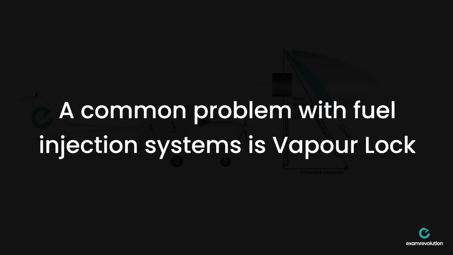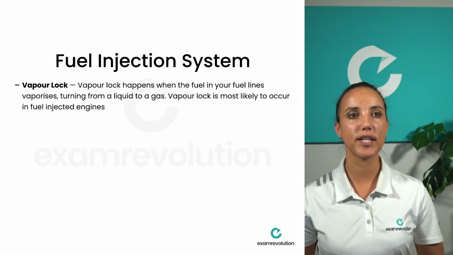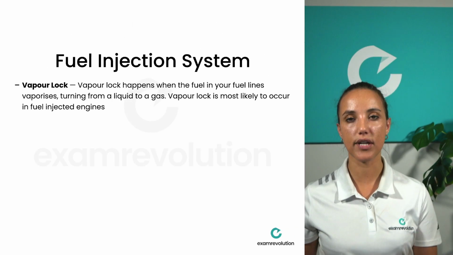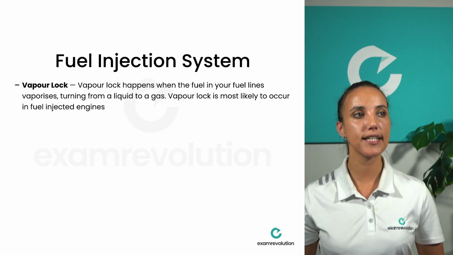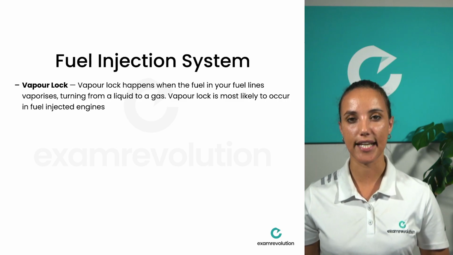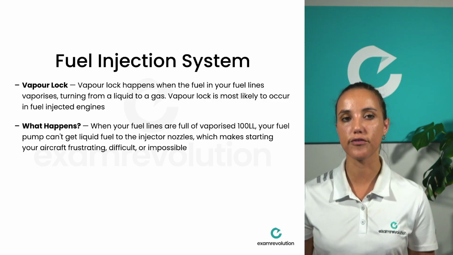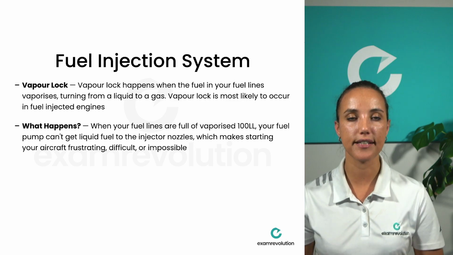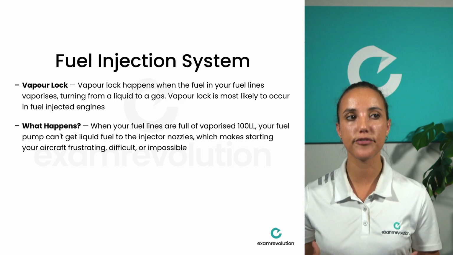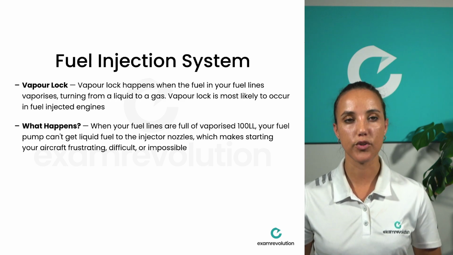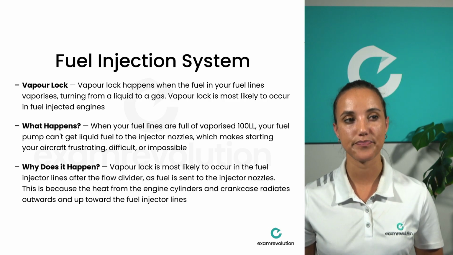Now a common problem with fuel injection systems is vapor lock. Vapor lock happens when fuel in your fuel lines vaporizes. It turns from liquid to a gas. The vapor lock is most likely to occur in fuel injected engines. So what happens? When your fuel lines are full of vaporized 100 low lead avgas, or aviation gasoline, your fuel pump can't get liquid fuel to the injector nozzles, which makes starting your aircraft frustrating, difficult, or impossible.